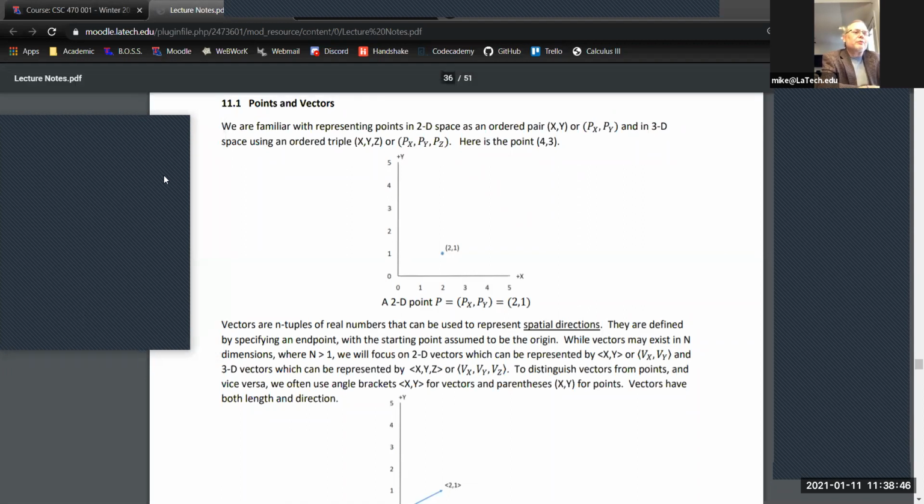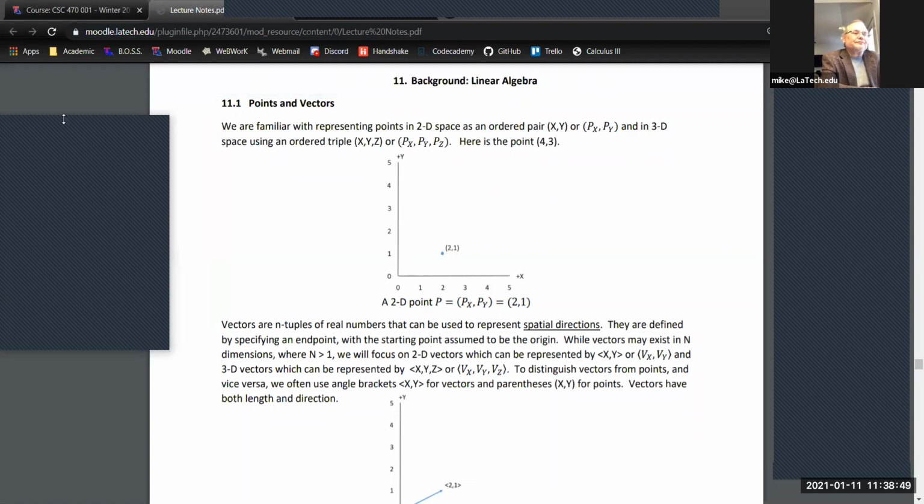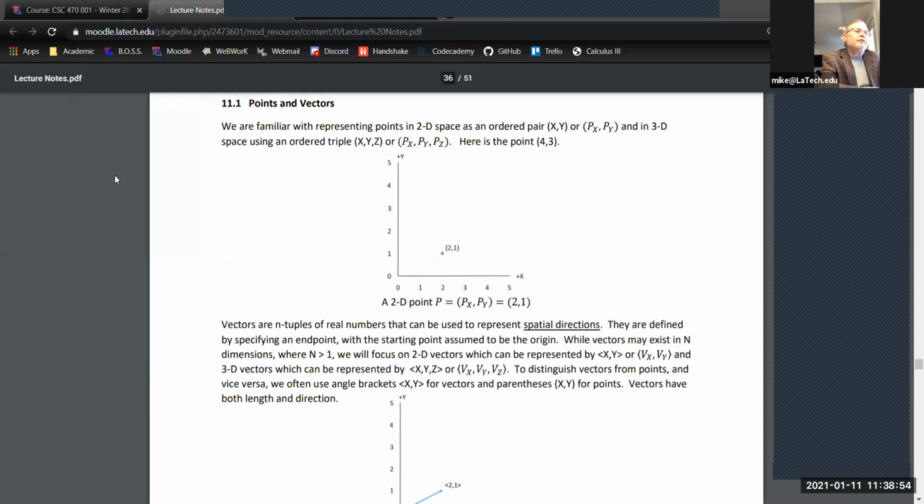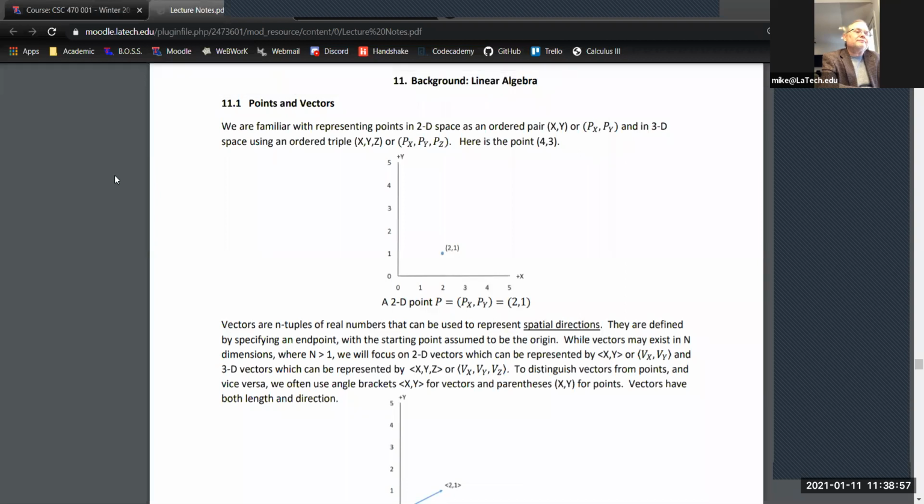So the first thing we want to talk about is a vector and the difference between points and vectors. If you look at the little diagram at the top here, you see a point 2, 1. We've played with these since junior high school at least, right? You have the displacement in x, which is 2, and the displacement in y, which is 1, and that gives us a point at 2, 1. We normally write that as an ordered pair, 2, 1, in parentheses. So that's the point 2, 1.